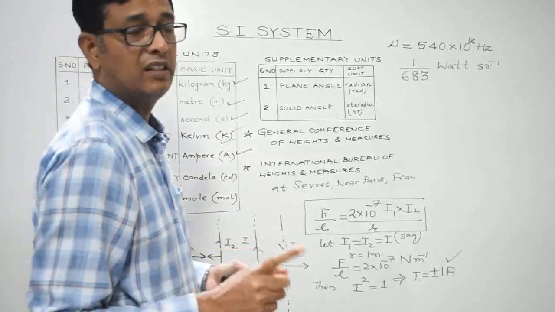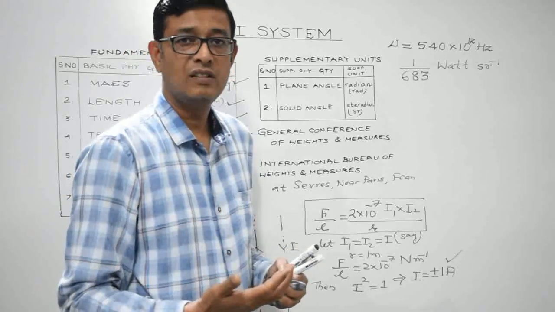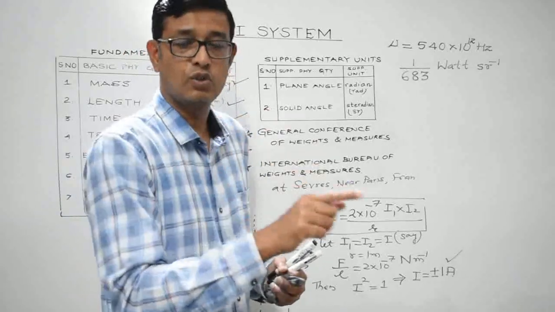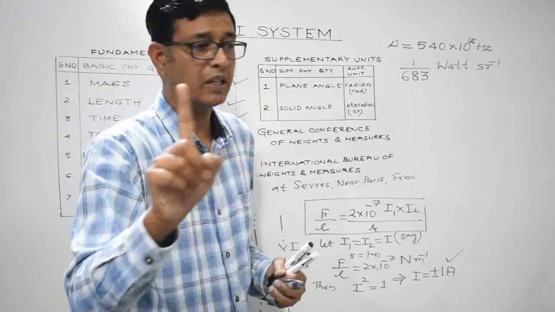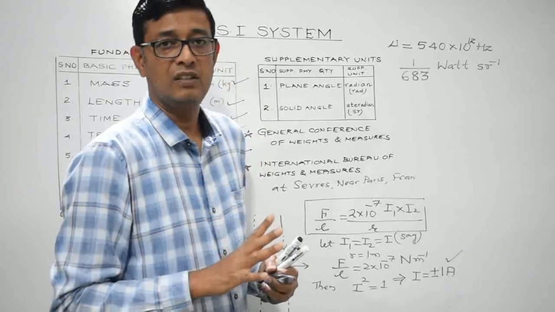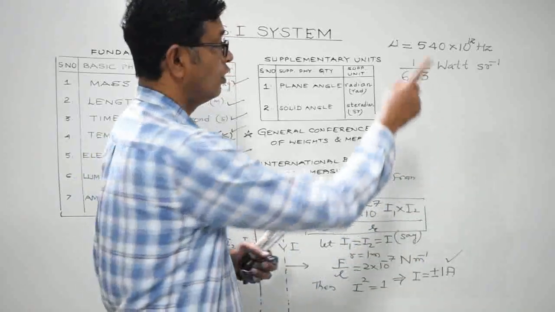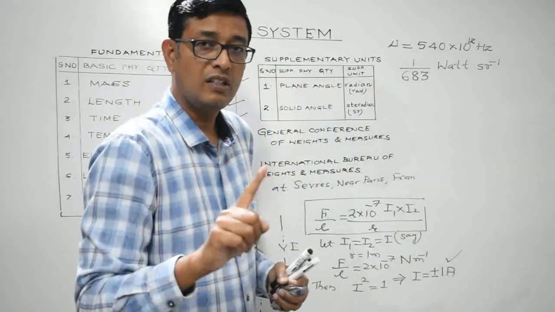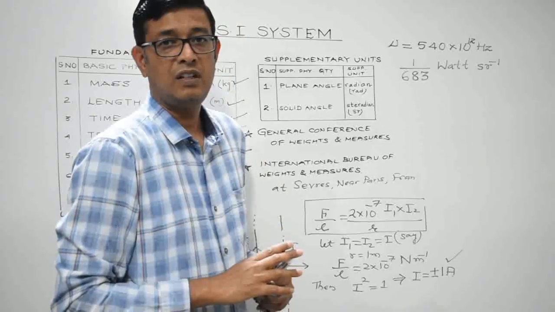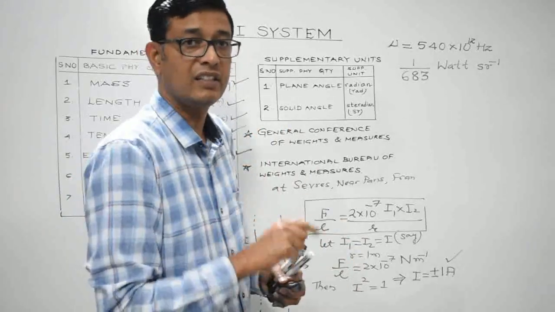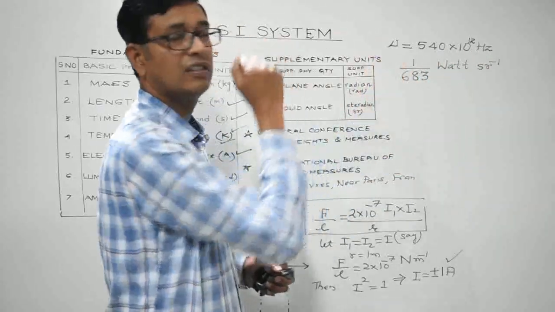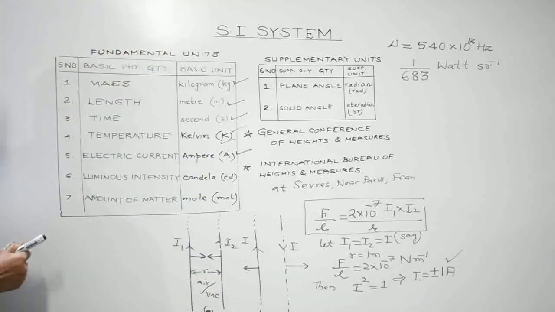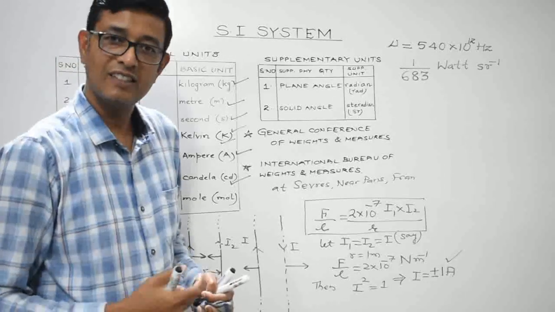But for now, just try to remember this definition. One candela is the luminous intensity of a source in a given direction which emits a monochromatic radiation, meaning a radiation having a single wavelength, of frequency 540 into 10 raised to 12 Hertz and of radiant intensity in the given direction of 1 by 683 watt per steradian. So this is how the candela is defined, which is the SI unit of luminous intensity.